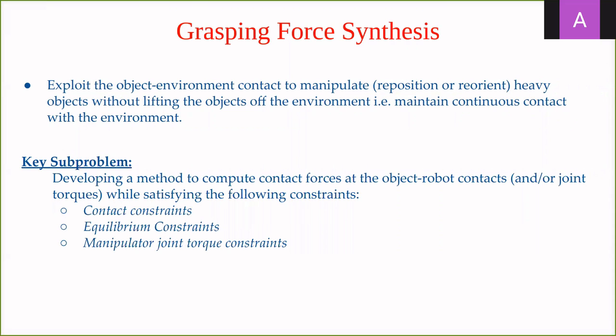To do this, we need to solve a key subproblem which involves developing a method which would essentially allow us to compute the contact forces at the object-manipulator contacts while satisfying the following constraints. First, we need to satisfy the contact constraints to prevent undesirable slippage at both the object-manipulator contact and the object-environment contact. Second, we need to consider the equilibrium constraints, which ensure force balance so that the object is not lost from the grasp during manipulation. We also need to consider the manipulator joint torque constraints, which ensure that the joint actuators would be able to generate the necessary forces at the hand-object contact.